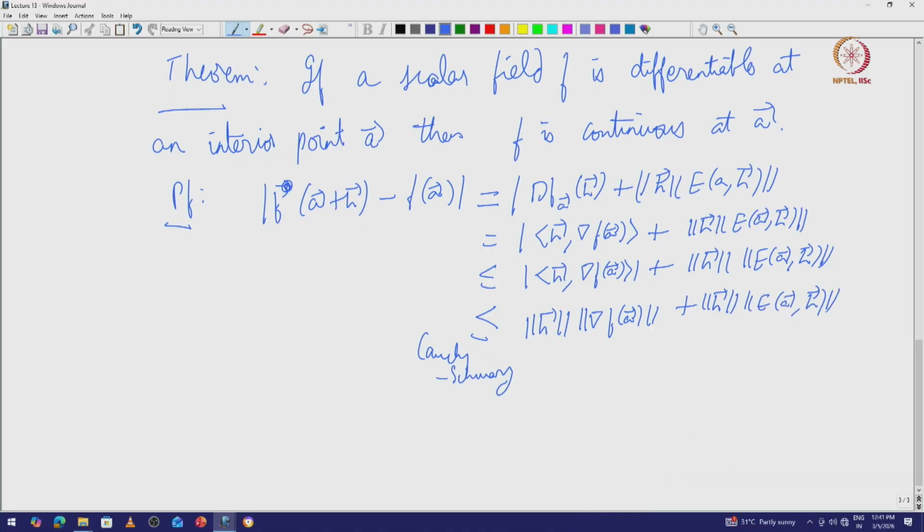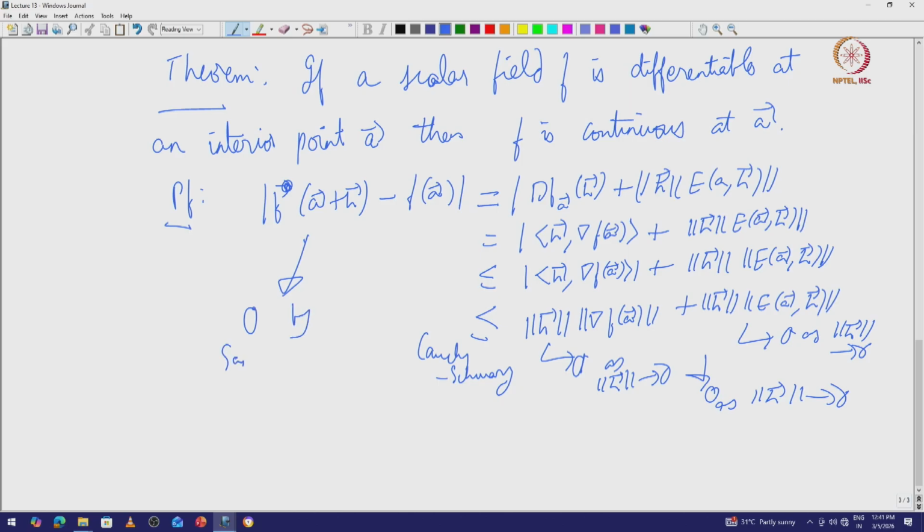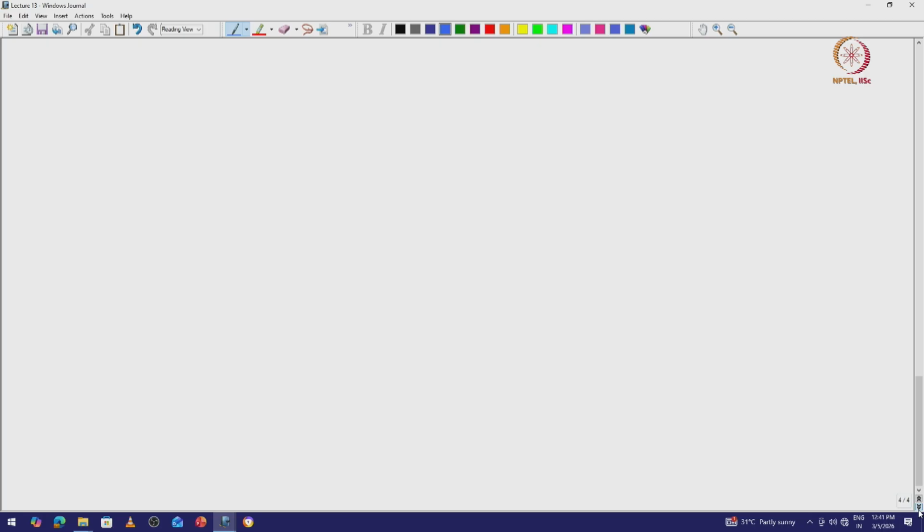Right. Now this goes to 0 as norm h goes to 0 by definition of differentiability. This goes to 0 as norm h goes to 0. So by limit laws, the sum of these things goes to 0 as norm h goes to 0. So by the sandwich theorem, this goes to 0 by the sandwich law. In other words, f is continuous. So thankfully, differentiability does imply continuity. So we are in great shape.